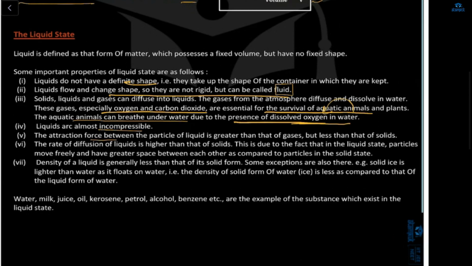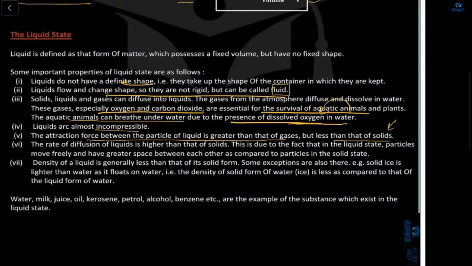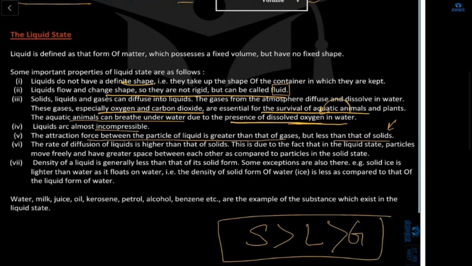Okay, the force of attraction in liquids is greater than that of a gas, but less than a solid. We have already seen solids have a very high force of attraction, then after solid comes liquid, and then gas. I'm writing FOA, force of attraction. Then the density of liquid is generally less. Why is the density of liquid generally less? Because they have less force, or fewer particles, and they can easily move.